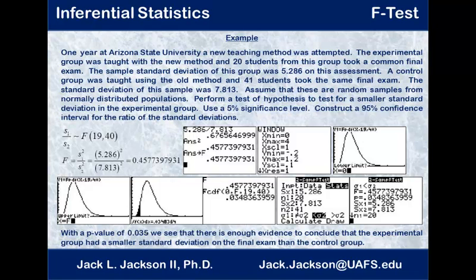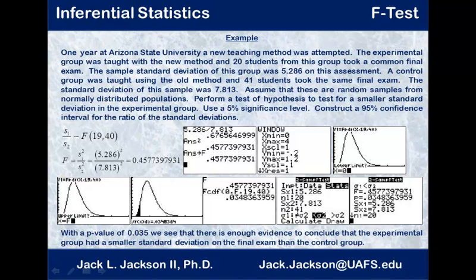In this particular case, probably the easiest way to do this is with the built-in two-sample F-test. So third way to do it is with the two-sample F-test, and that's the easiest way to do it of all. We go to two-sample F-test. This one's done from statistics. We give it S1, which is 5.286, N1, which is 20, S2 is 7.813, N2 is 41, and we want sigma 1 to be less than sigma 2 for the alternative hypothesis, so we highlight that and calculate it, and it comes up with this.